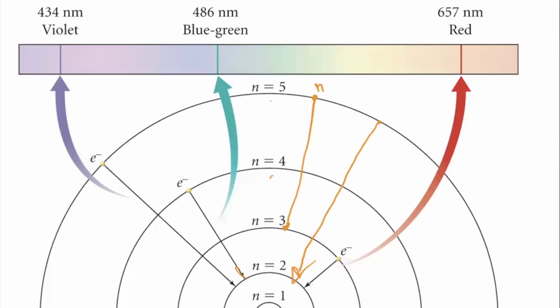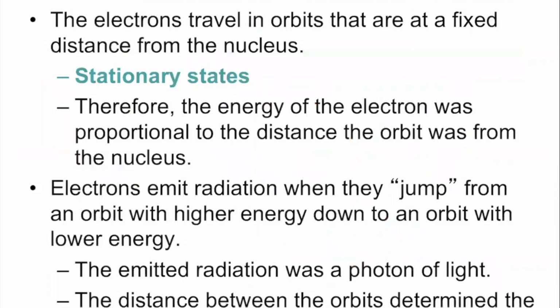Now with Bohr's model, there are some rules. The electrons are going to travel in orbitals. Those orbitals are fixed distances from the nucleus. We call that stationary states. Therefore, the energy of an electron is proportional to the distance of the orbit from the nucleus. So the further you are from the nucleus, the more energy that electron is going to have. So if the electron is in N5, it has more energy than the electron in N1.